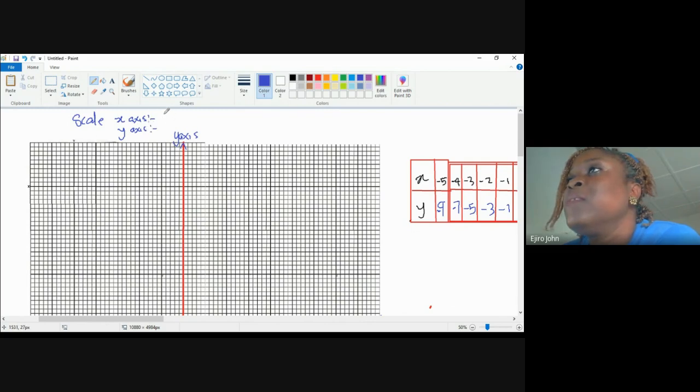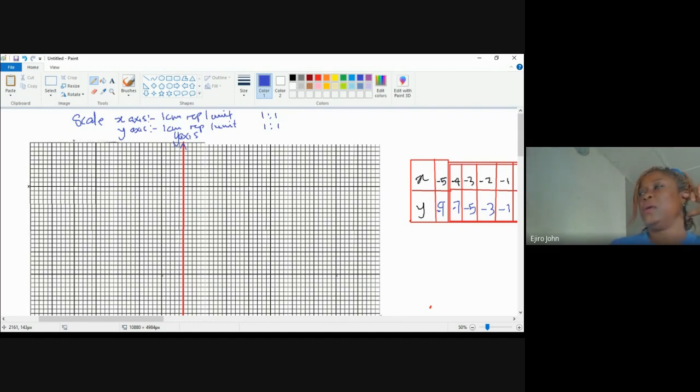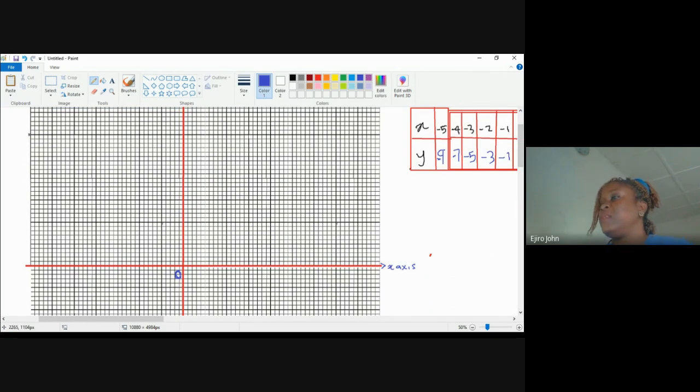So my x-axis scale is what? 1 centimeter represents 1 unit. My scale for the y-axis is 1 centimeter represents 1 unit. Another way to write it is 1 to 1. 1 to 1 means I'm not changing anything, I'm not increasing, I'm not reducing anything. Then the next thing we'll do is to write the numbers on the axis.